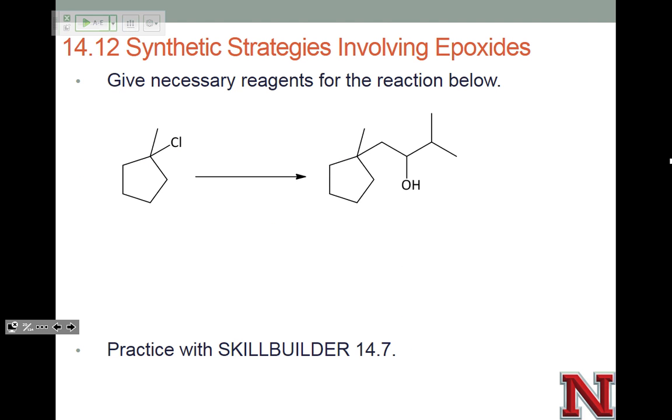So when we're looking at a synthesis, here's the first example. Let's look for our new carbon-carbon bond. We're starting with an alkyl halide. Here's our original 6 carbons. Here are the new carbons, and our new carbon-carbon bond is between 2 and 7. Notice where my alcohol is versus where my new carbon-carbon bond is. My alcohol is not on the same carbon, it's on the adjacent carbon. So that means that we're going through an epoxide.